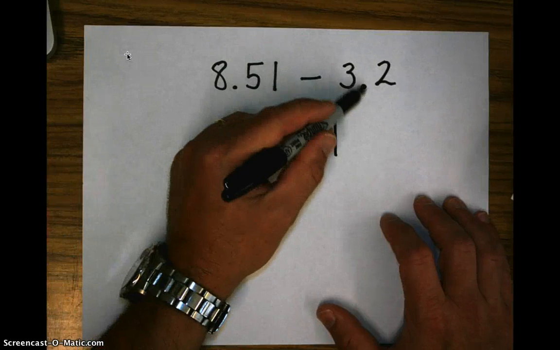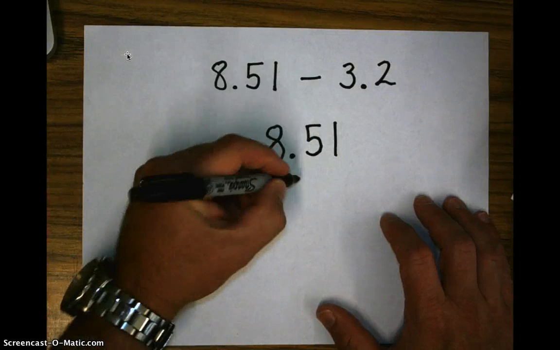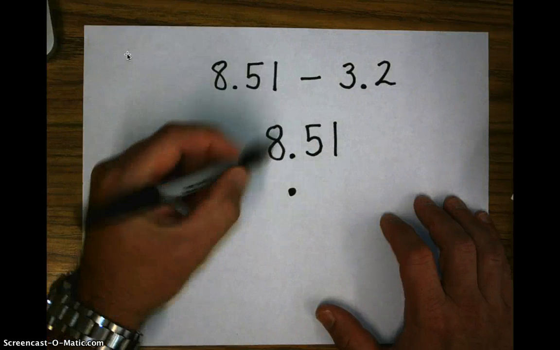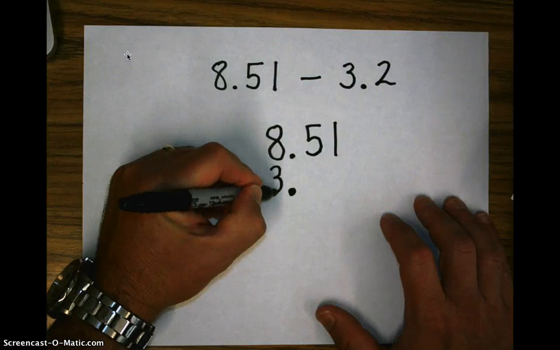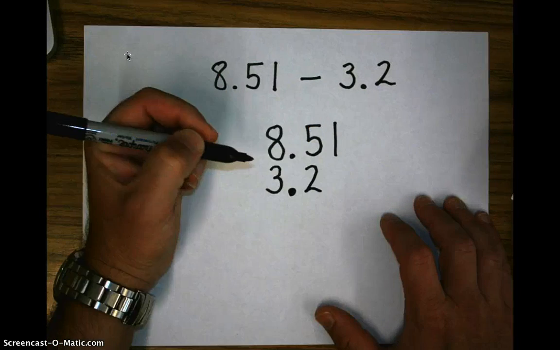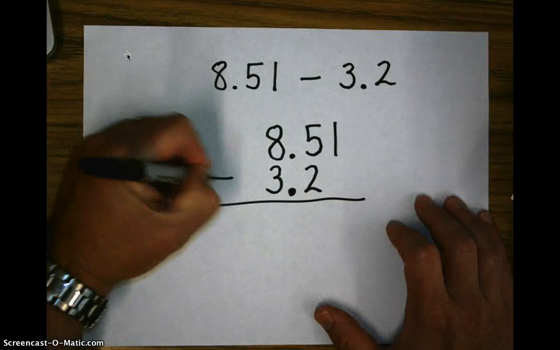Now, again, I've got a decimal point that I have to line up, so I'm going to go ahead and stick in my decimal point. I have a 3 in front of the decimal point, and I have a 2 behind the decimal point. Put my line in my subtraction.